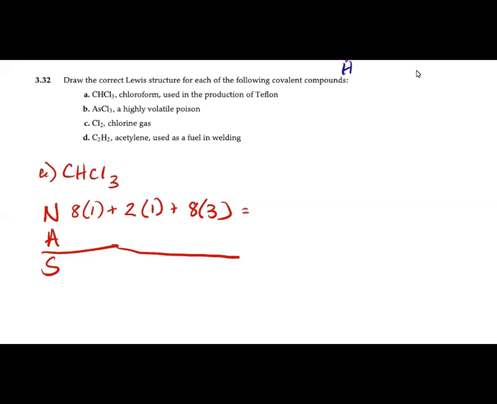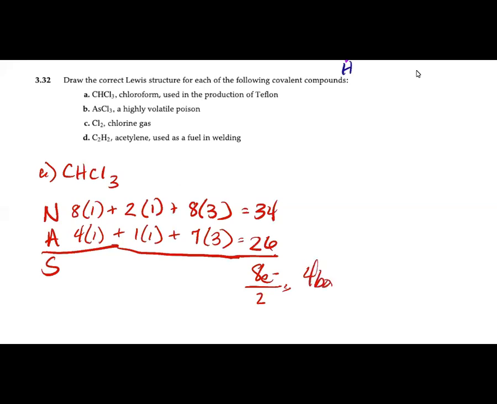How many are available? Well, in carbon, I have 4. In hydrogen, I only have 1, and I have 1 of them. And then chlorine, I have 7 valence electrons in each chlorine, and I have 3 of them. So if I add up, my needed is 34, my available is 26. And then what I get for my shared, the difference between the two, is 8. So these are 8 electrons that are going to have to be shared. We divide by 2 and we get 4 bonds.